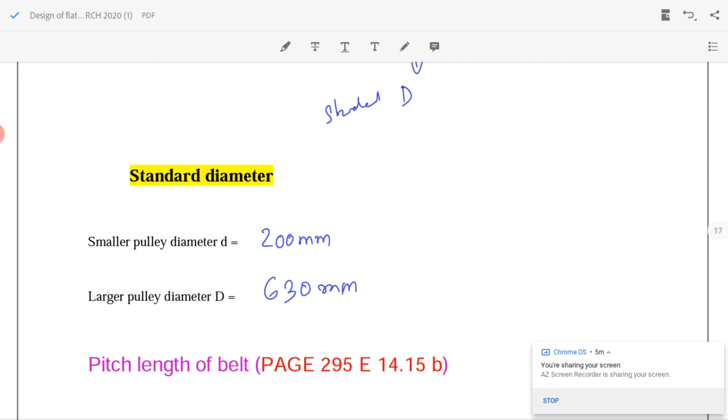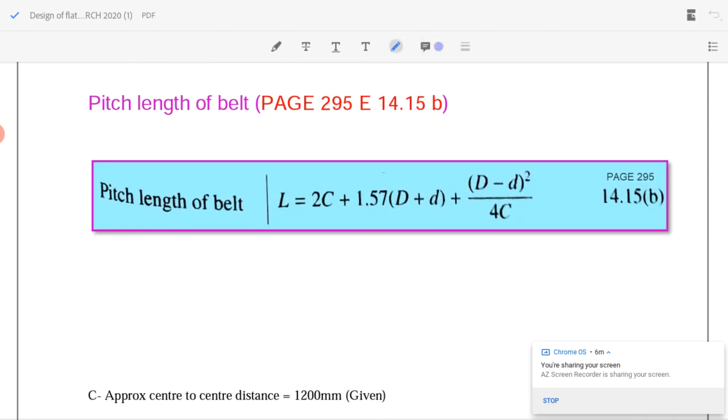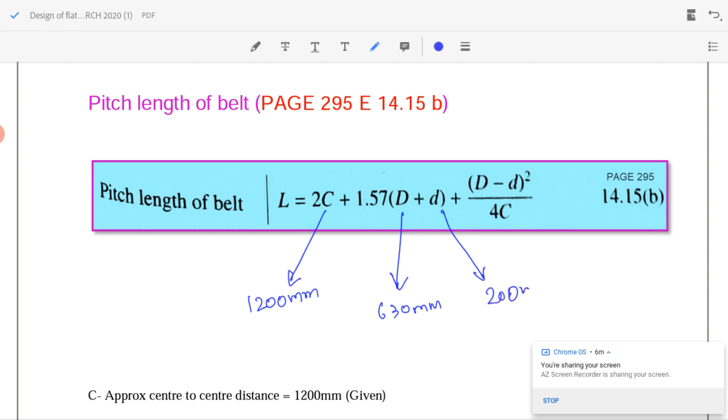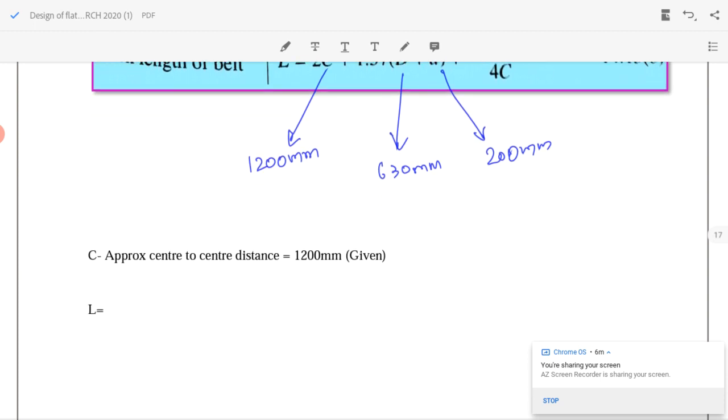Further, I can find the pitch length of the belt. Here, the center to center distance, the approximate value, is given as 1200 mm. Capital D is known, 630 mm, and small d equal to 200 mm, standard values. After substituting all these values, I can get capital L equal to, only an approximate value, 3741.62 mm. But we have to standardize this length because V-belts come in standard dimensions.